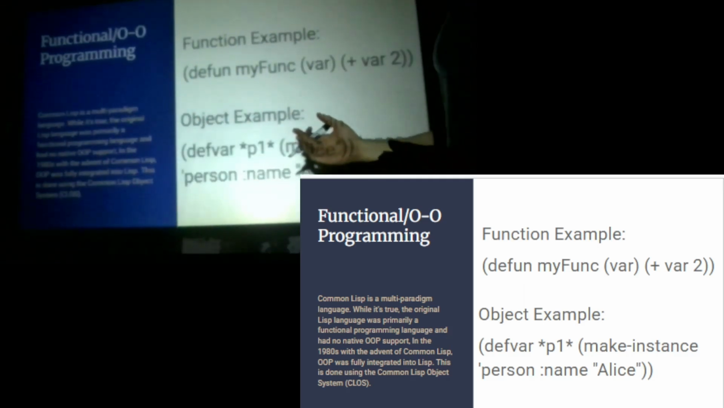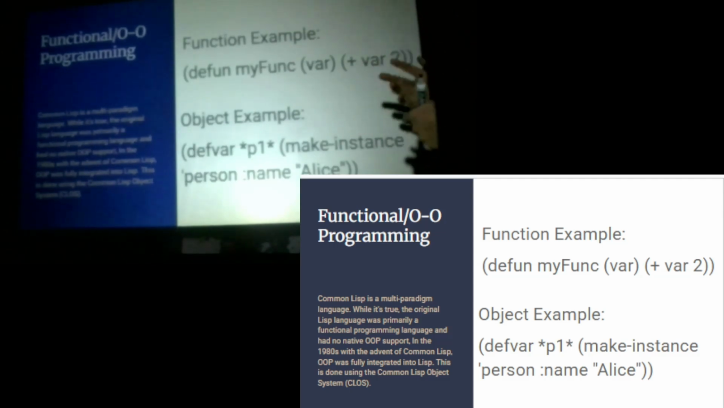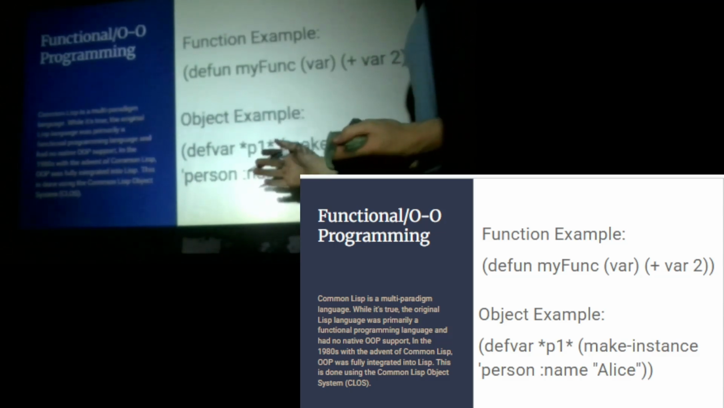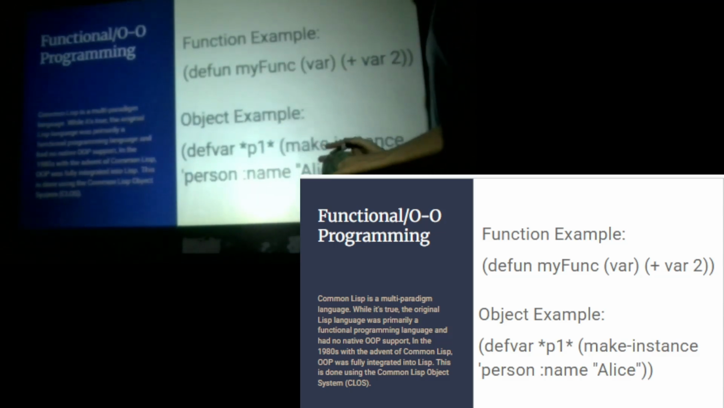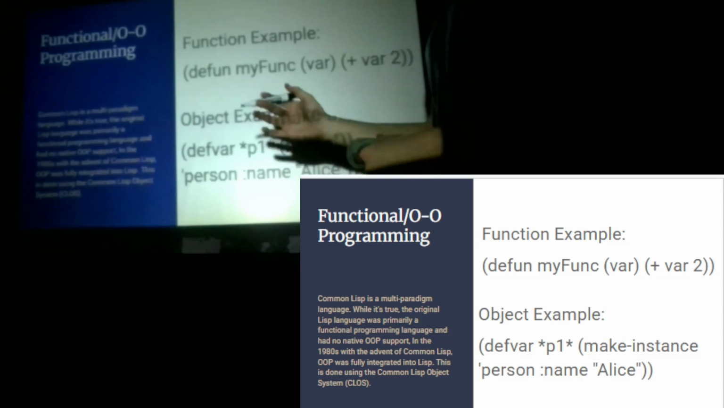So next up we have the paradigm of Common Lisp. It is both functional and object oriented, which is very similar to Python, where it is very function driven. Functions are a data type, but at the same time, objects can be used heavily. So Common Lisp is multi-paradigm, as I said. Originally, the original Lisp, no dialect, was only a functional language and had no object support. But in the 1980s, with the advent of Common Lisp, object-oriented programming was fully integrated into Lisp. This is done using the Common Lisp Object System, which I'll talk about later.